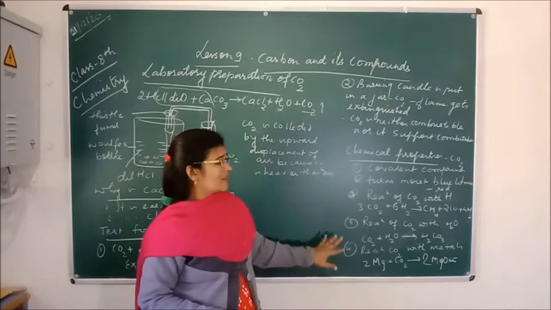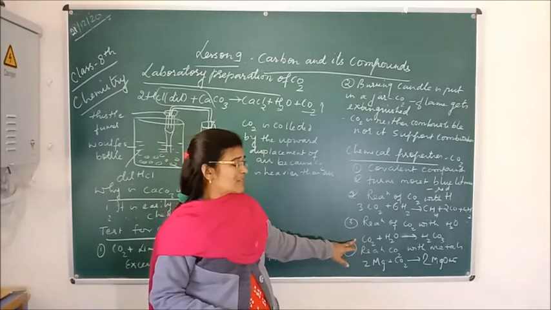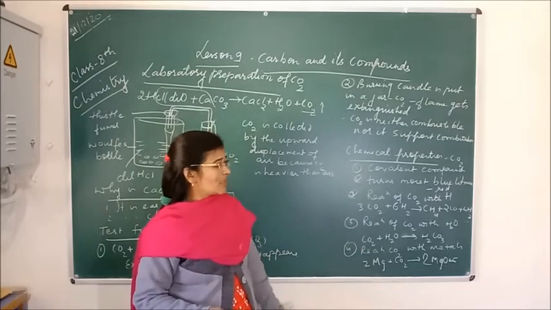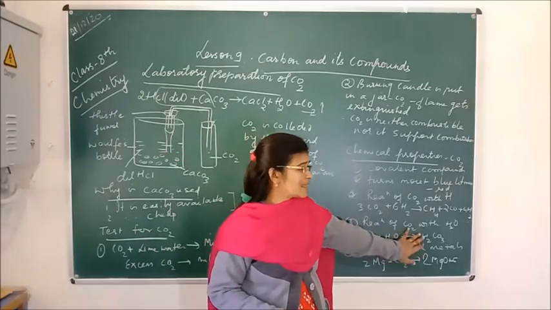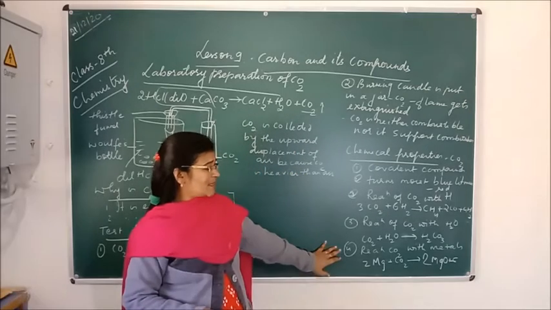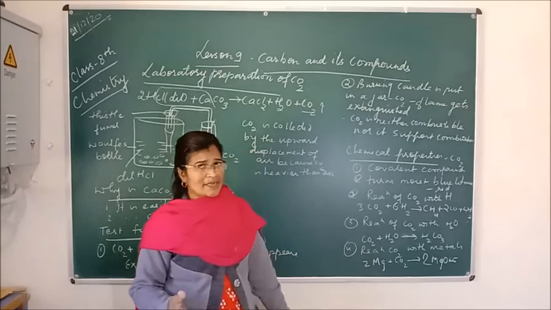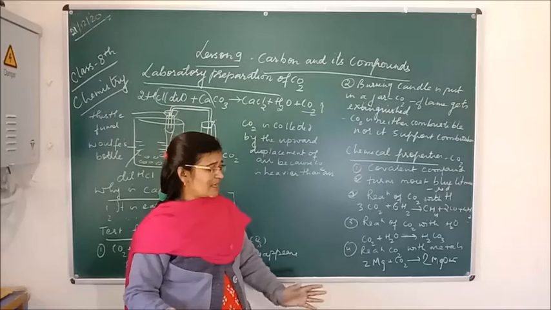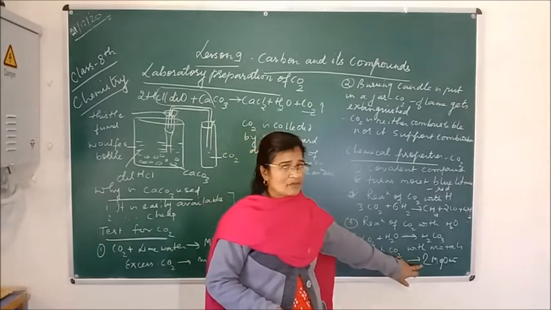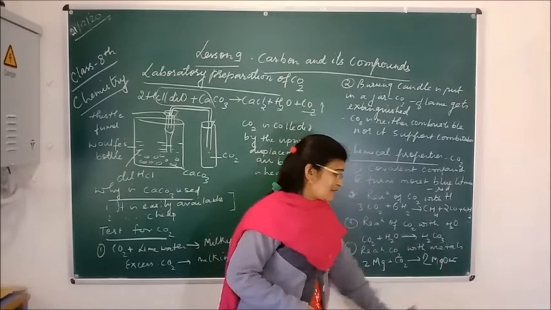Another reaction is the reaction of carbon dioxide with water. When carbon dioxide gas reacts with water, it easily reacts and forms carbonic acid, that is H2CO3. And the fourth main chemical property is the reaction of carbon dioxide with metals. Whenever sodium, magnesium or potassium, which are highly reactive metals, come in contact with carbon dioxide, it forms magnesium oxide plus carbon.